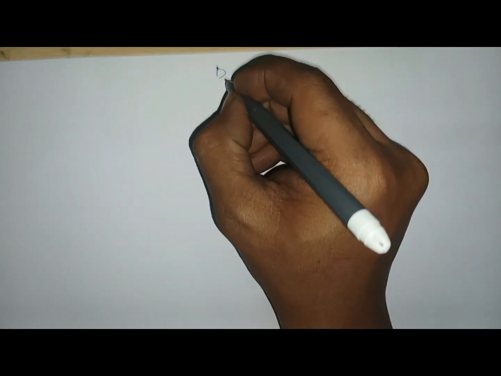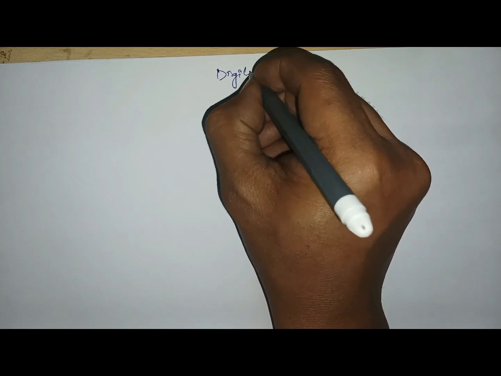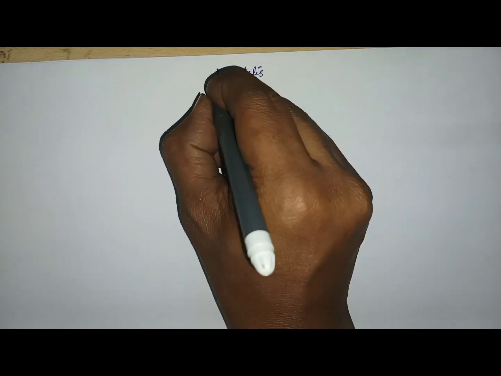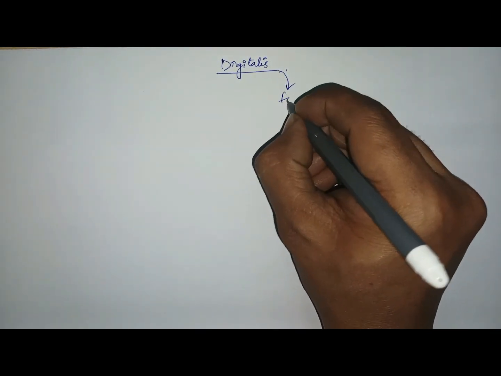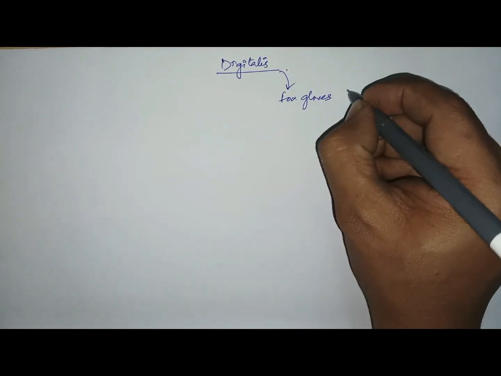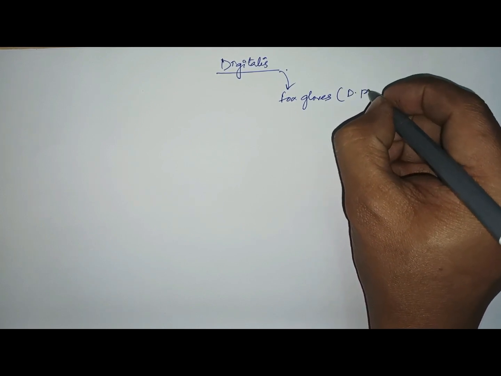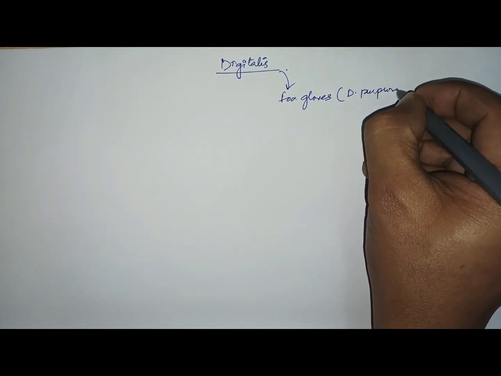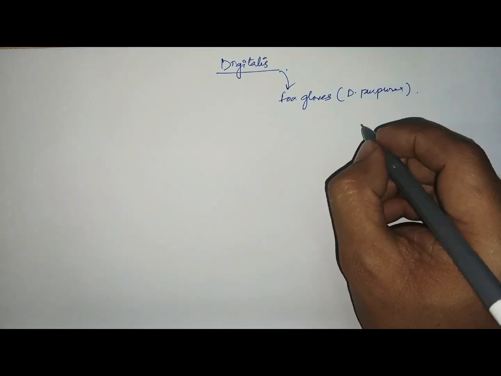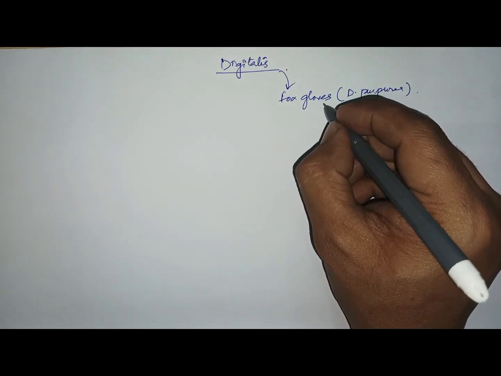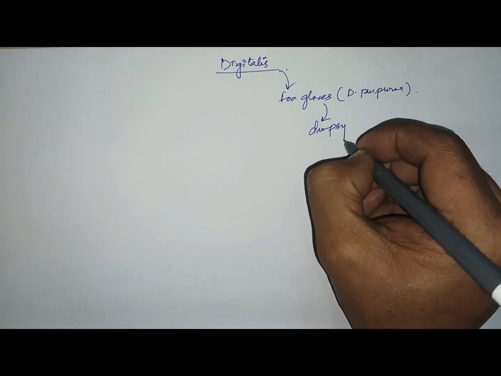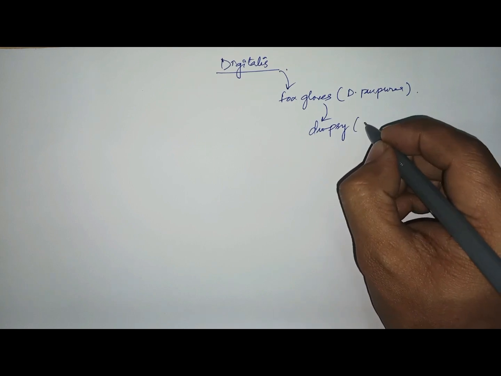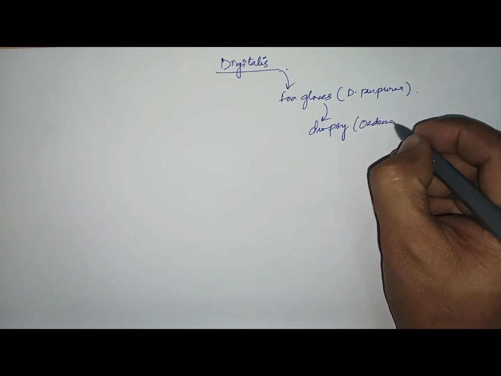Okay, in this video, we'll talk about the mechanism of Digitalis. Digitalis is a drug which is obtained from the plant foxglove, or Digitalis purpurea. Now, initially, in ancient times, Digitalis was used to treat dropsy. Dropsy is nothing but the old term for edema.